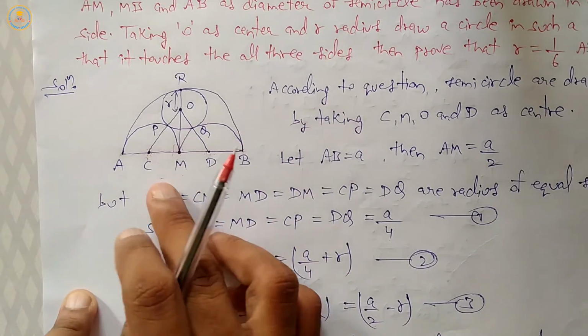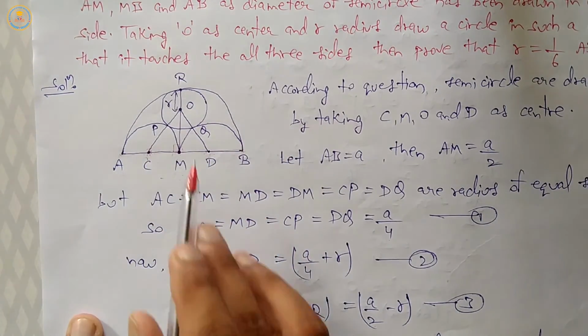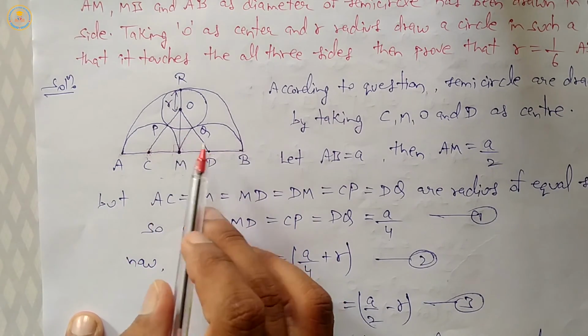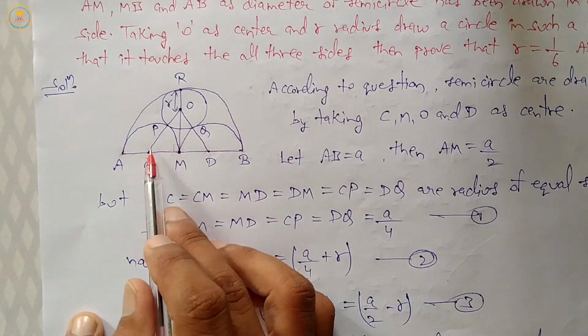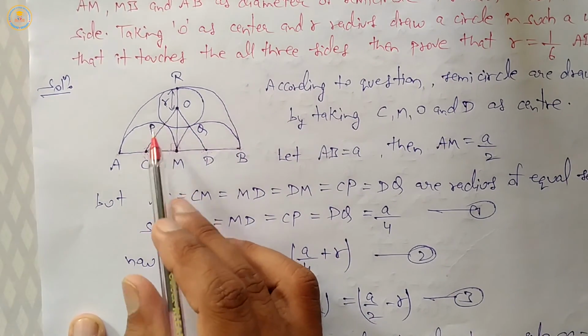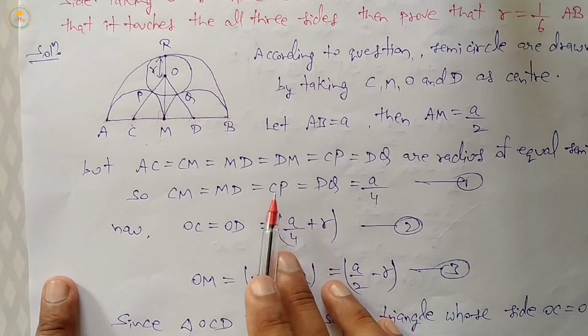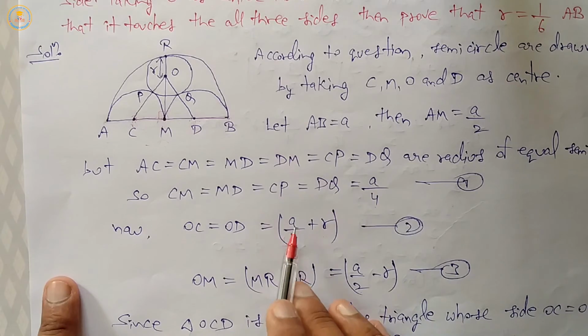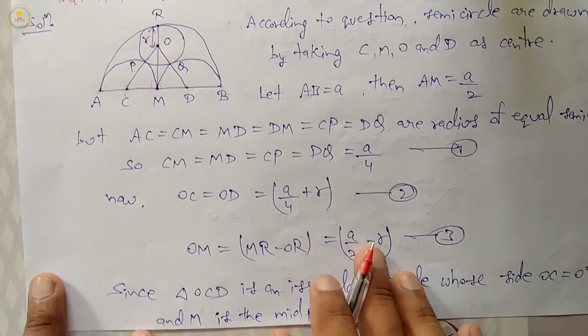Equation first means OC equals OD. OC equals OD means OP equals r and CP equals a by 2, so a by 4 plus r. Equation first is a by 4, equation second is a by 4 plus r, equation third is a by 2 minus r.